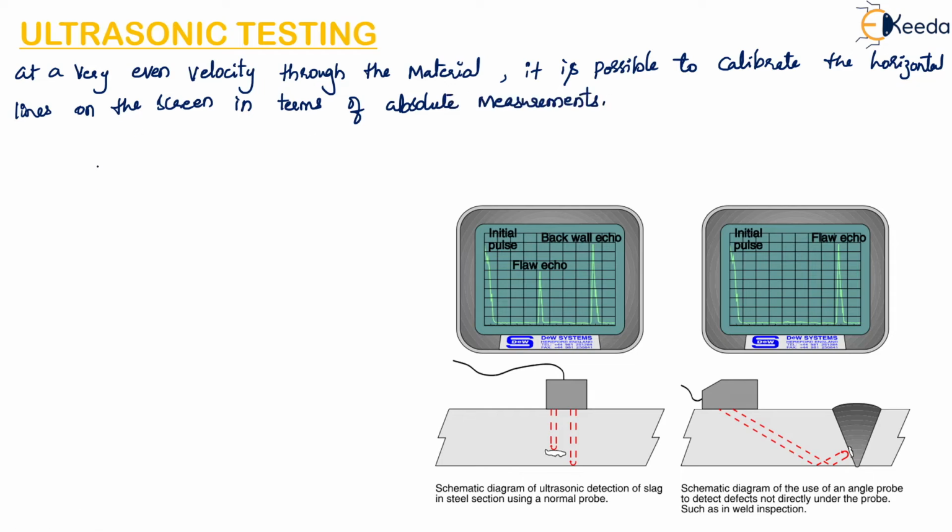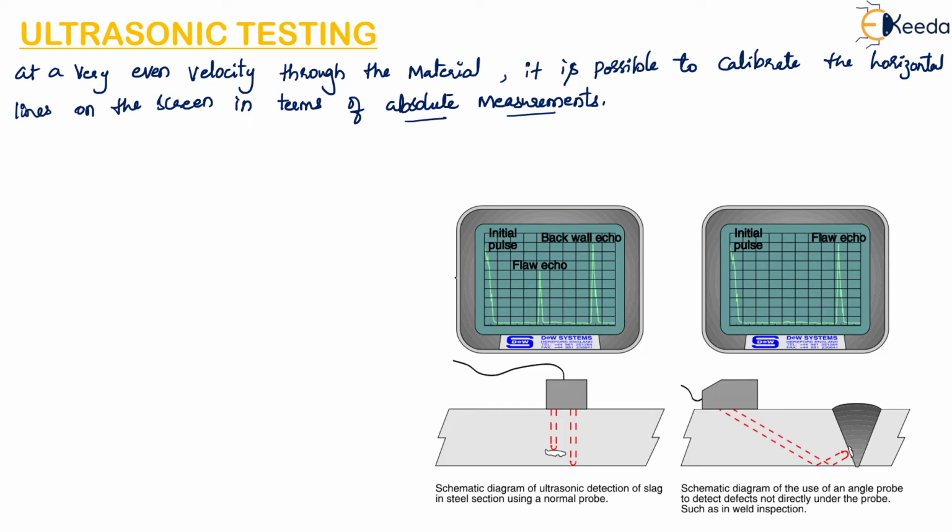So the screen can be calibrated, or the lines can be calibrated in terms or units of distance, and therefore determination of origins of the returned pulses obtained from the test piece can be calculated. So these horizontal lines can be converted or calibrated into absolute measurements. So in units of distance we can calibrate this screen.